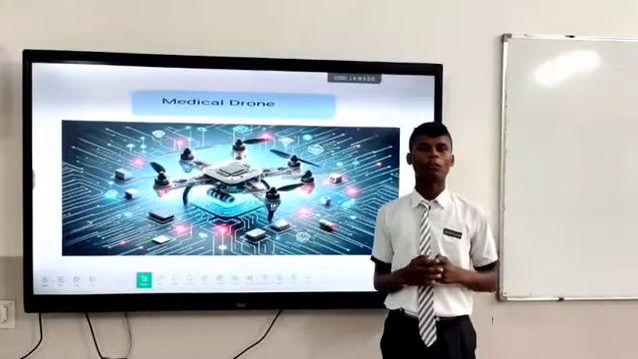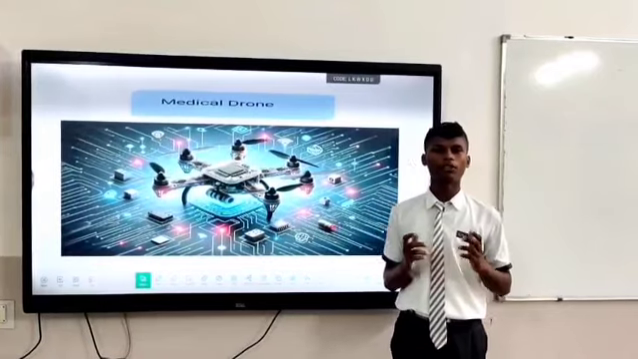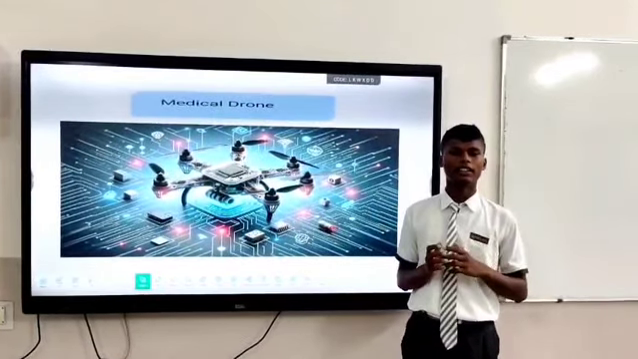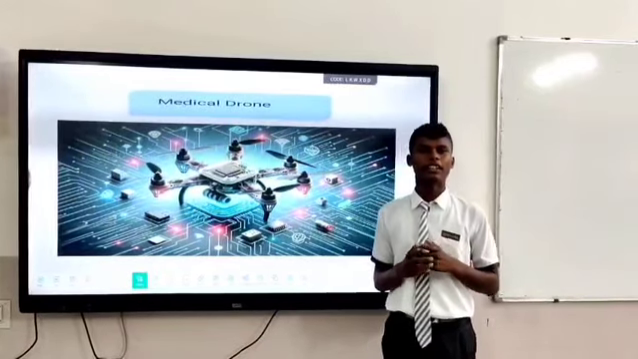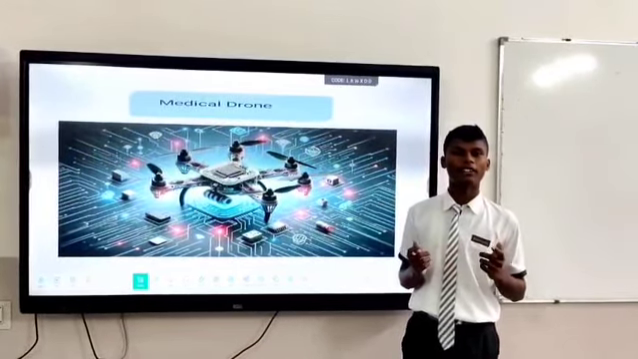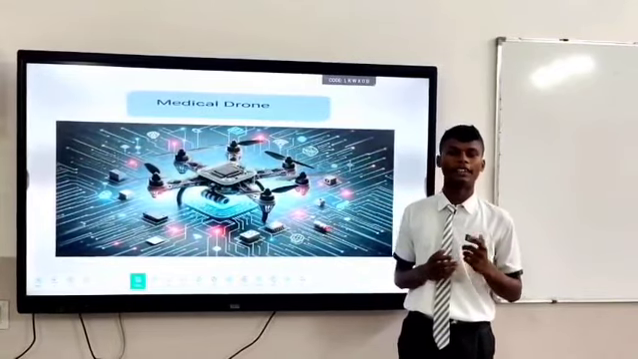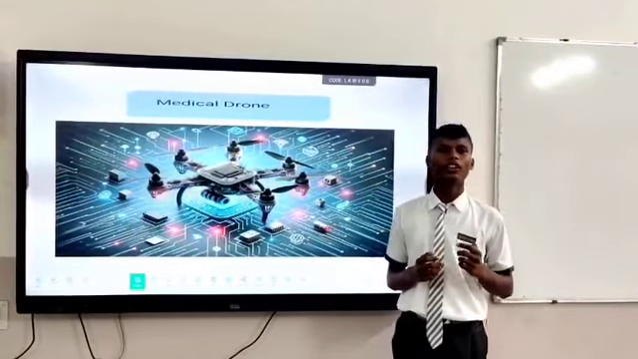Now I am going to tell about possible effects of drones. Drones can be used for supplying medicine to areas that are hard to reach and will improve access to emergency medical care with rapid delivery of items like aids and blood, and maintaining sample integrity during transport.